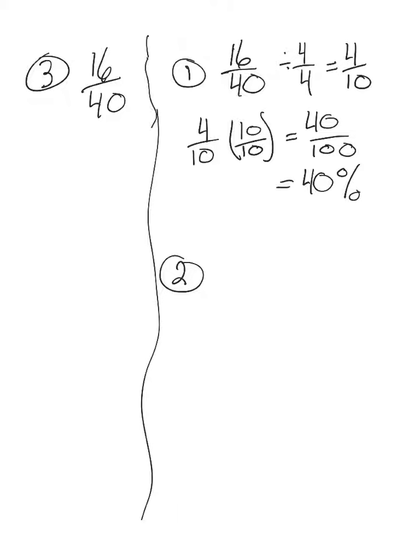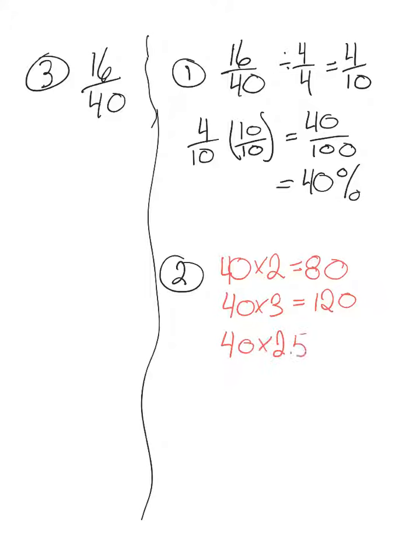The second way to do this would be, instead of dividing it first, you would multiply it. And you can see that if you multiplied 40 by 2, you would get 80. So 40 times 2 equals 80. And 40 times 3 equals 120. So therefore 40 times 2.5 would equal 100.